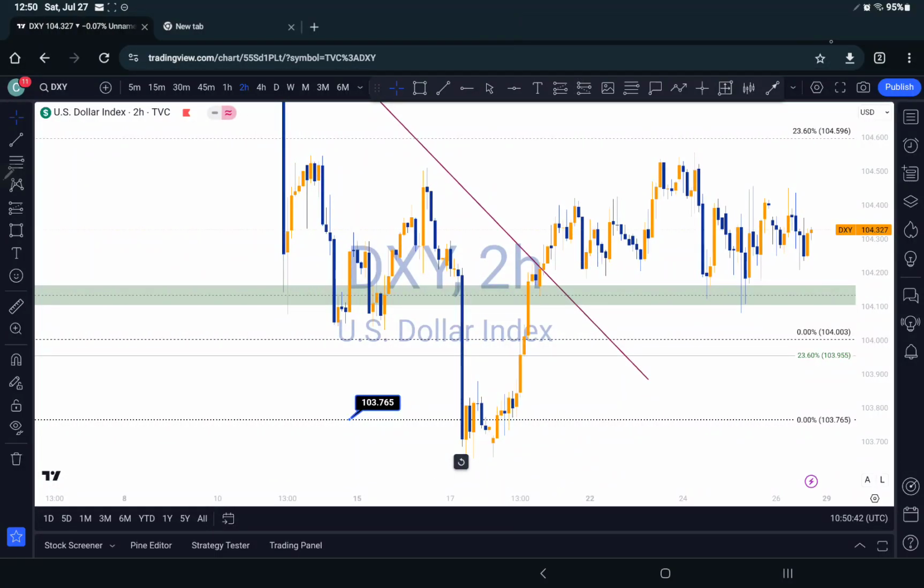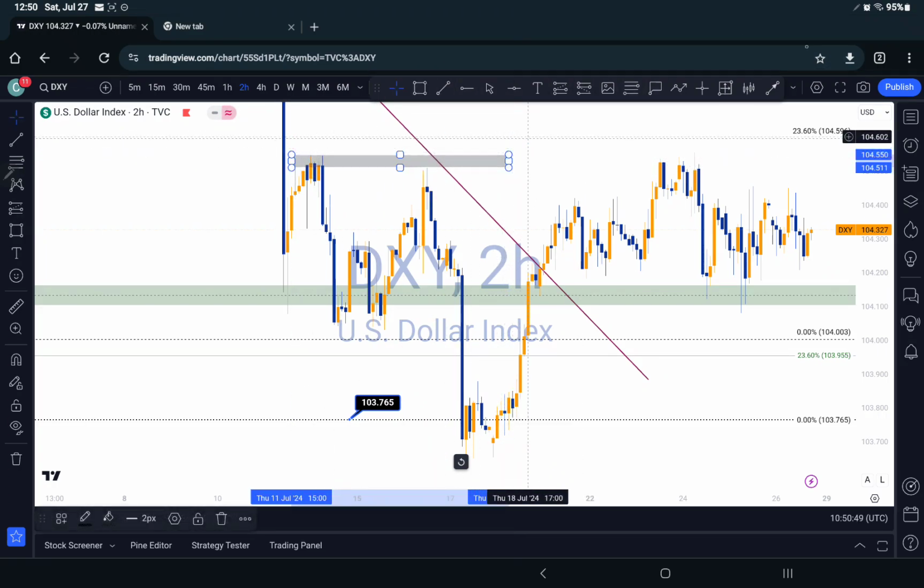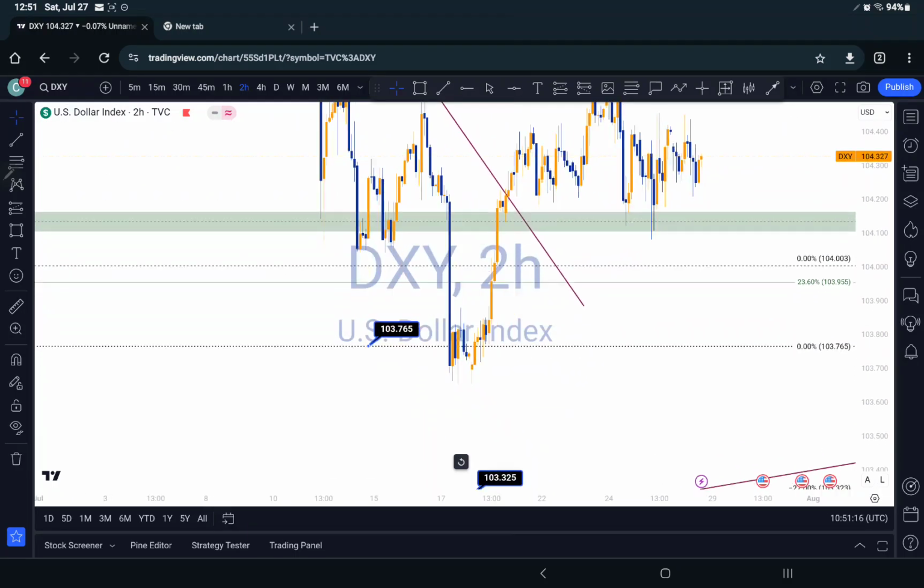As soon as we got around this area, we can see a drawn zone here. We saw this rejection around that area with this doji candlestick, which we know is the indecisive candlestick. The next candlestick was a beautiful bear candlestick, and we could ride it down to our first TP area, which is 103.765, as you can see around this area.